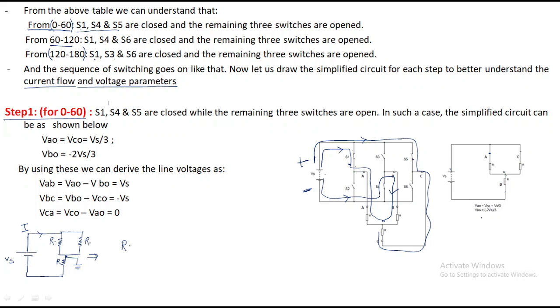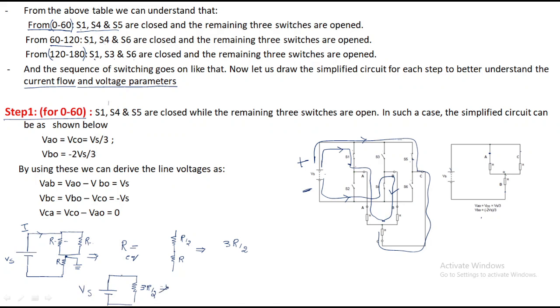These three are parallelly connected. So whenever these two are parallelly connected, it is R into R by R plus R, which is R by 2. Then the total resistance is 3R by 2. So now we have to find out the current. This is the total resistance 3R by 2, and the voltage is like this.